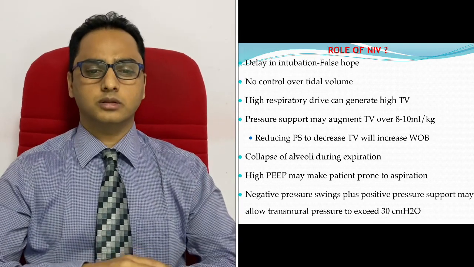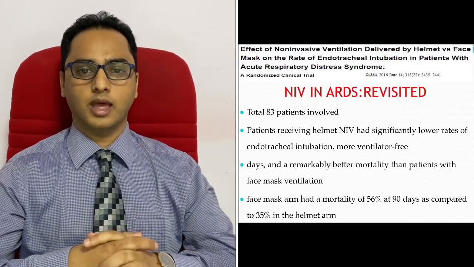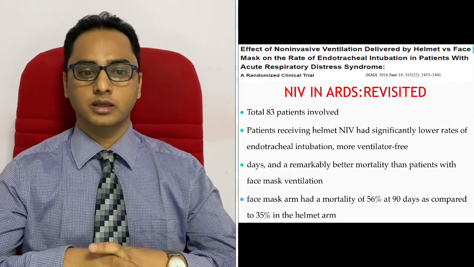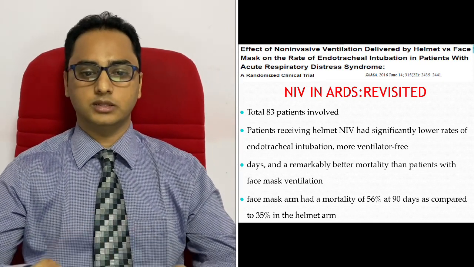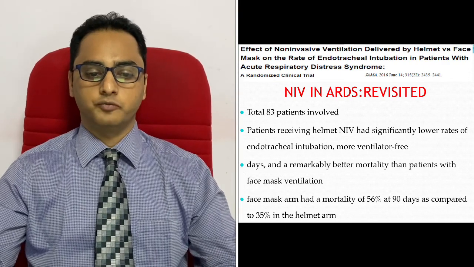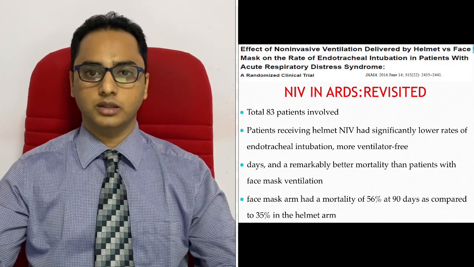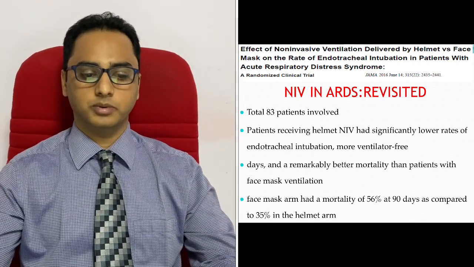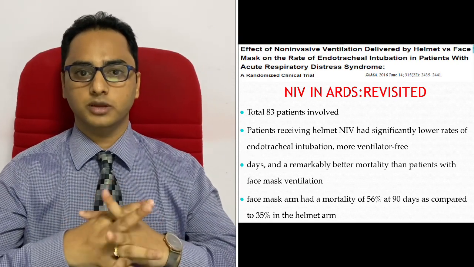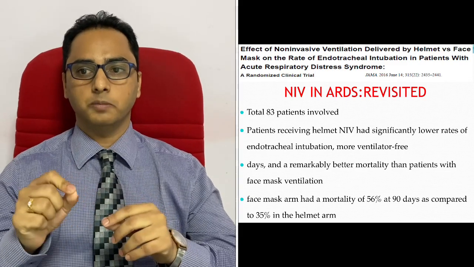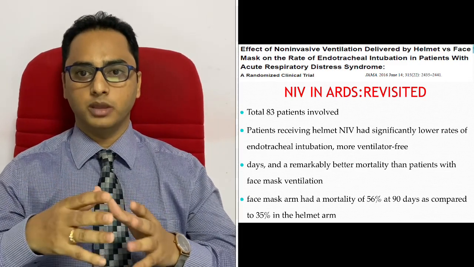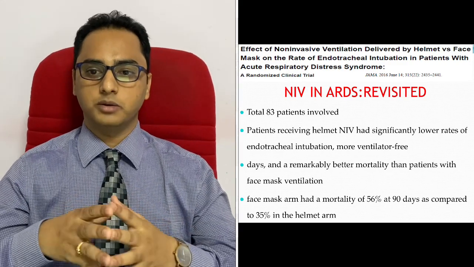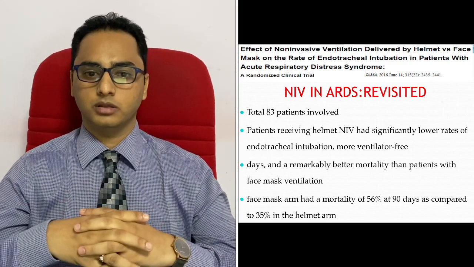But there are some revisited studies in non-invasive ventilation. They used an NIV helmet instead of a face mask. This is 83-patient data which showed the face mask arm had a mortality of about 56% at 90 days as compared to 35% in the helmet arm. If you put the patient on a helmet, we can give adequate PEEP, maybe up to 8 to 10. The tolerability of PEEP in helmet patients is good as compared to face mask patients.